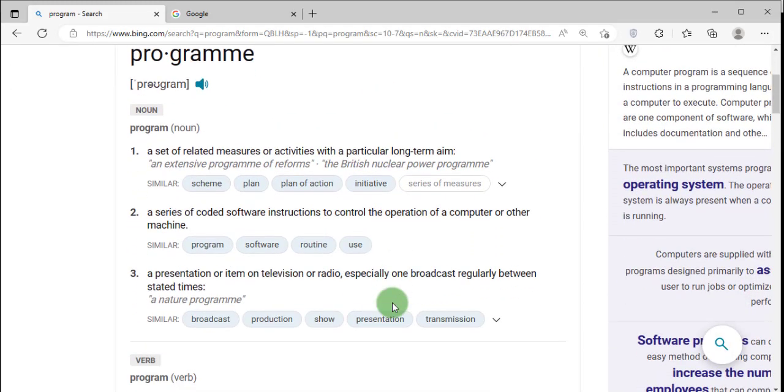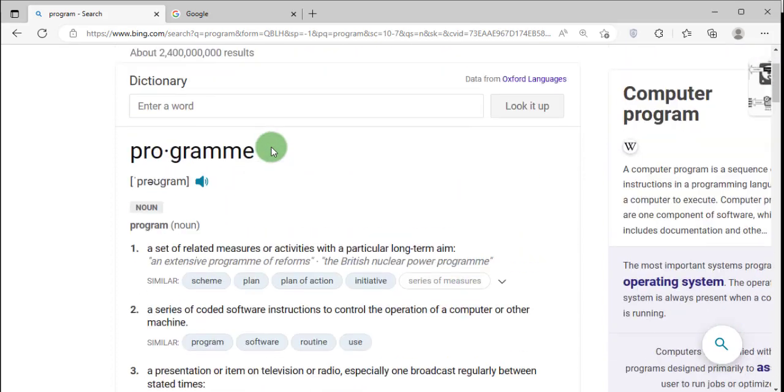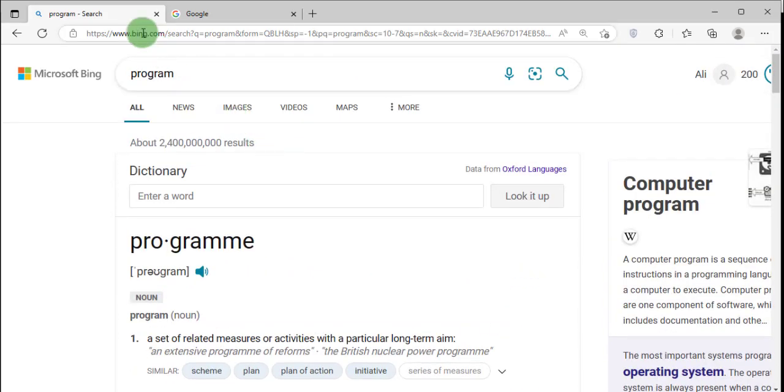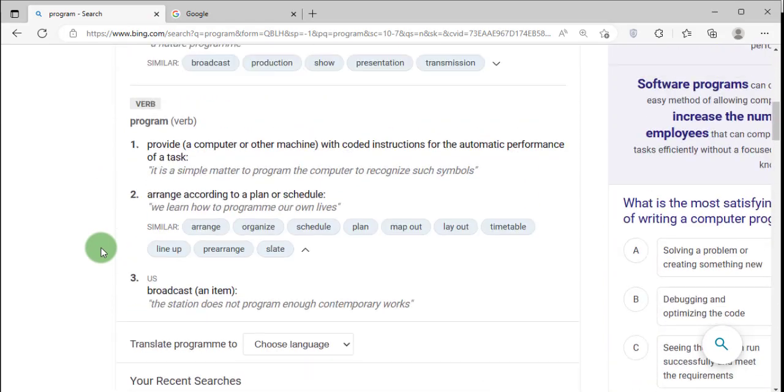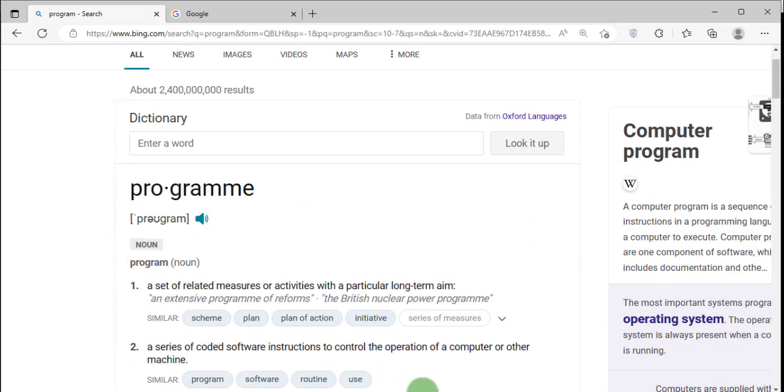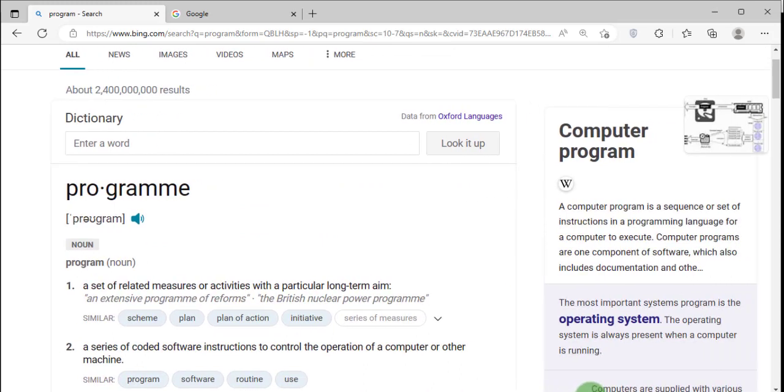Okay, so this is the definition of program which Microsoft Bing, or Bing.com, provided us. It is an extensive definition that we have gone through, and on the right hand side we have computer program according to wikipedia.com, and it is again computer program that we don't want to get involved in right now.